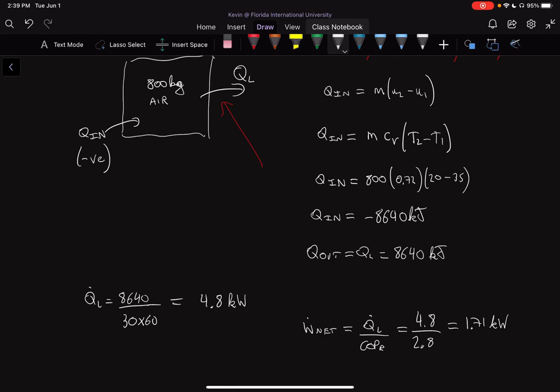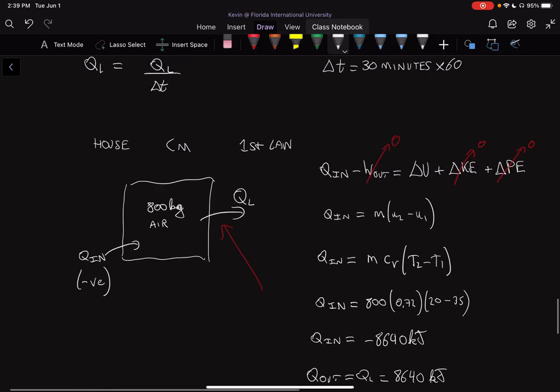So by putting in 1.71 kilowatts of work net, we're able to take out 4.8 kilowatts of energy from our fridge system. That's going to be very important, and it's going to help us understand the problem.